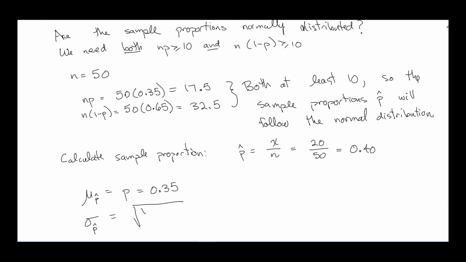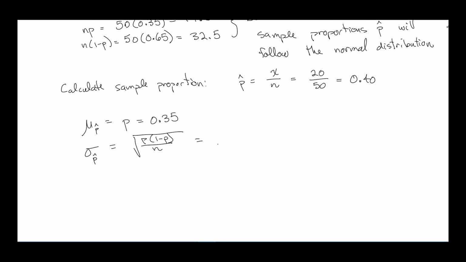So we're going to do p times 1 minus p all over n. Okay, and so then this gives me a big square root, so this is going to be my 0.35 times my 0.65, and I usually just put them in my calculator like that. Instead of doing the parentheses, the 1 minus 0.65, I try to minimize the parentheses and just do simple calculations like that up front, outside of the main calculation. And I'm going to divide this by my sample size of 50.